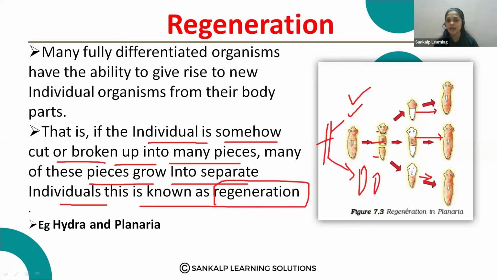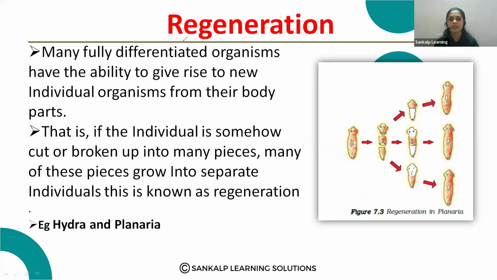I hope you got the answer. Examples here are Hydra and Planaria. So remember this example, Planaria, and how regeneration occurs in Planaria. Regeneration means each body part is able to grow into a new one. Planaria is an organism, a type of organism. Humans are organisms. What are reptiles? What is a crocodile? What is a frog? So this planaria is also a type of organism.